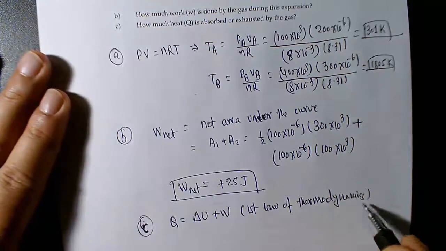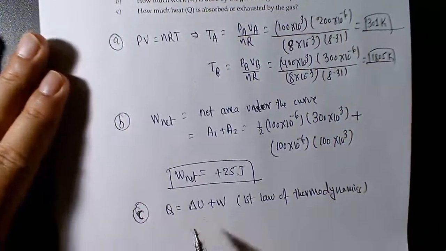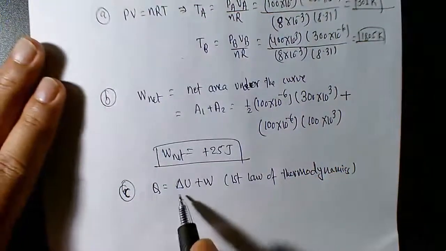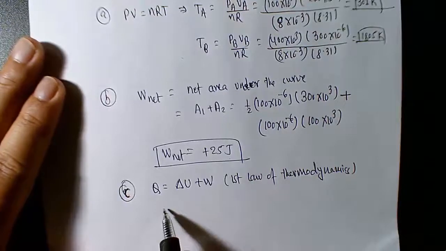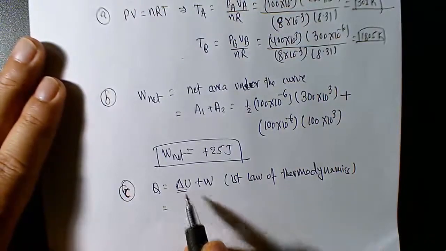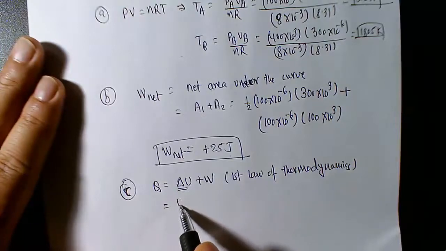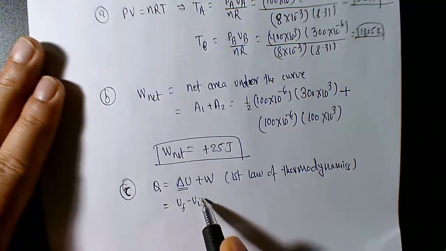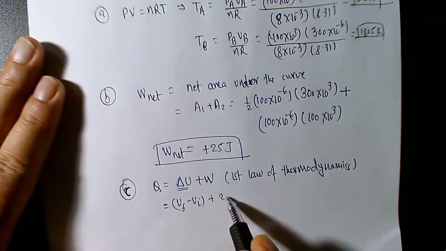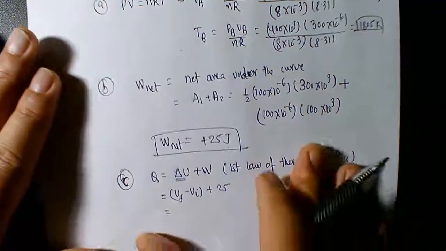So you're going to need two things to calculate Q. You want a change in thermal energy, which we can calculate. We've got the formula. W we already know. Okay, so the change in internal energy or thermal energy is U final minus U initial, plus this is 25 joules. So how do you find U final and U initial?